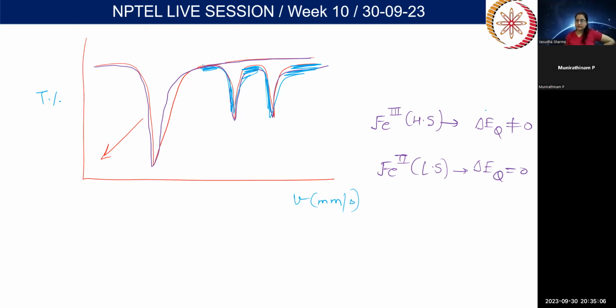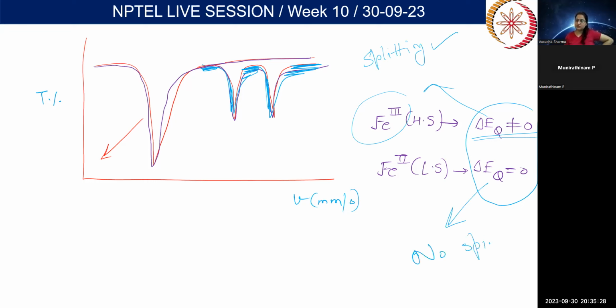I think you got confused. Just look at these values first. We say that in iron 3 high spin, delta EQ is not 0. That means splitting will occur. Whereas for iron 2, delta EQ is 0, no splitting. Now tell me, which one is wrong?